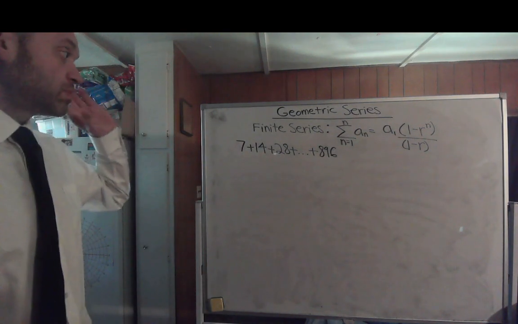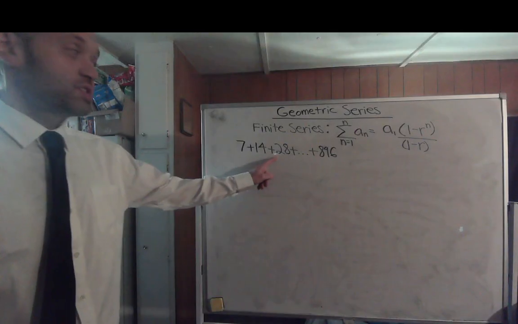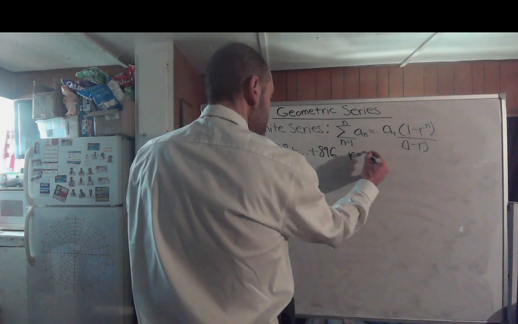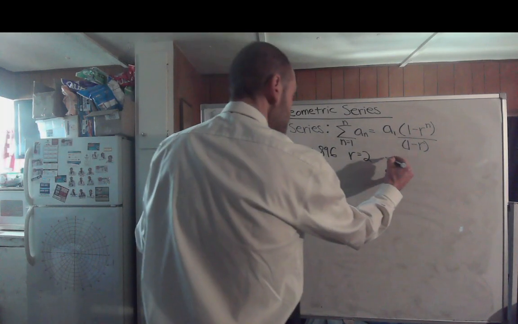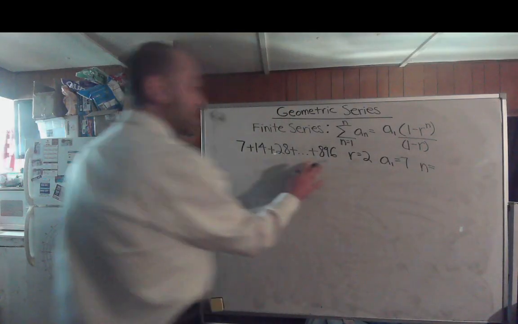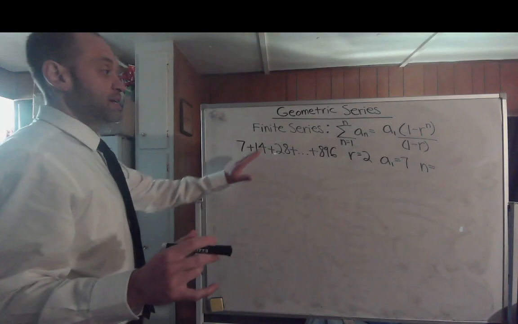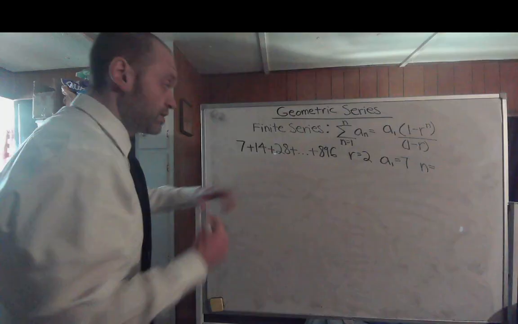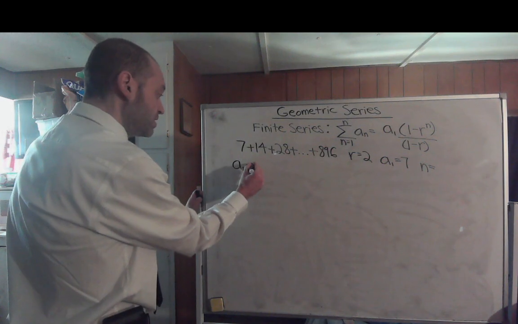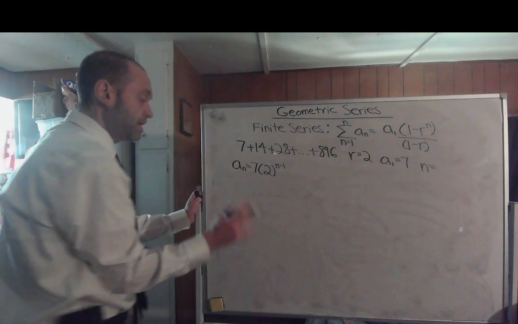Alright, so we can see that the common ratio between each of these terms is 2, right? So we've identified our common ratio to be 2. We even know the first term is 7. What we don't know are the exact number of terms. But let's start out by setting up the explicit formula for the sequence. So a sub n is going to equal my a sub 1, which is 7, times my common ratio of 2 to the n minus 1 power.